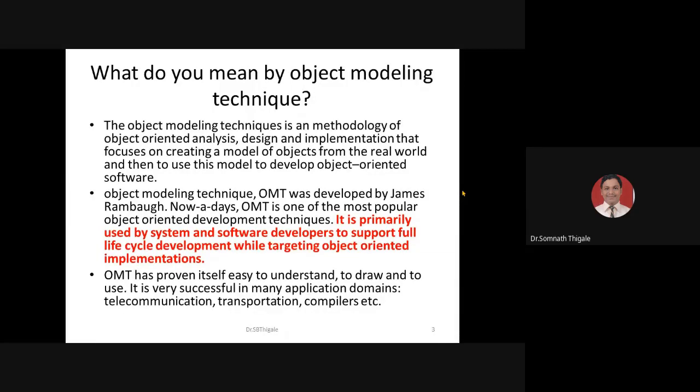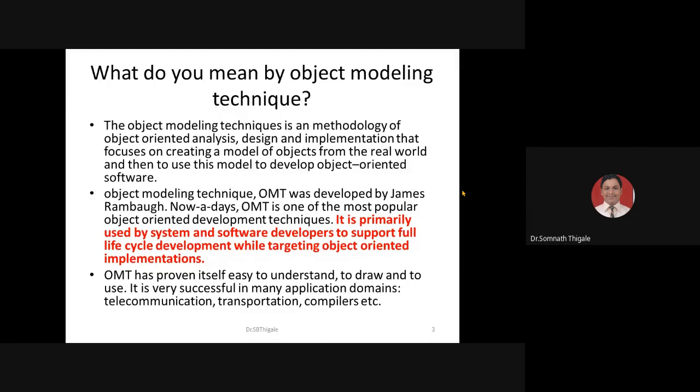by OMT technology, we will focus on object-oriented analysis. Earlier it was just an analysis part, but now we will focus on object-oriented analysis. Then we will focus on object-oriented designing. And if we focus on OOA and OOD, it automatically becomes a part of OOMD implementation. So that is the concept of OMT.